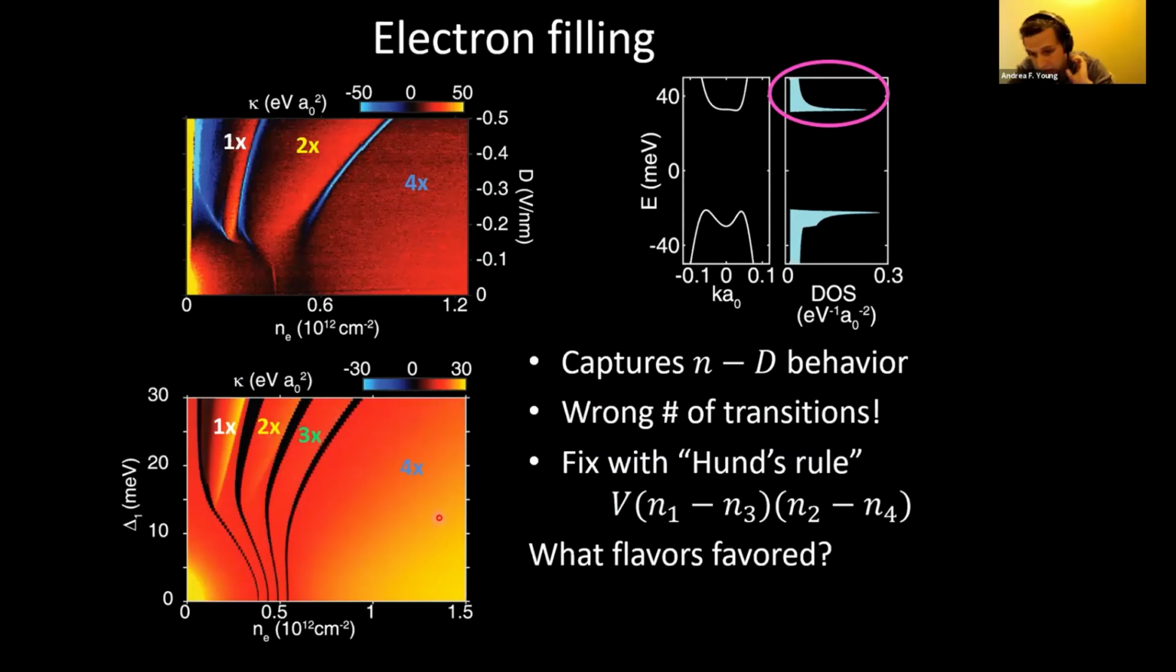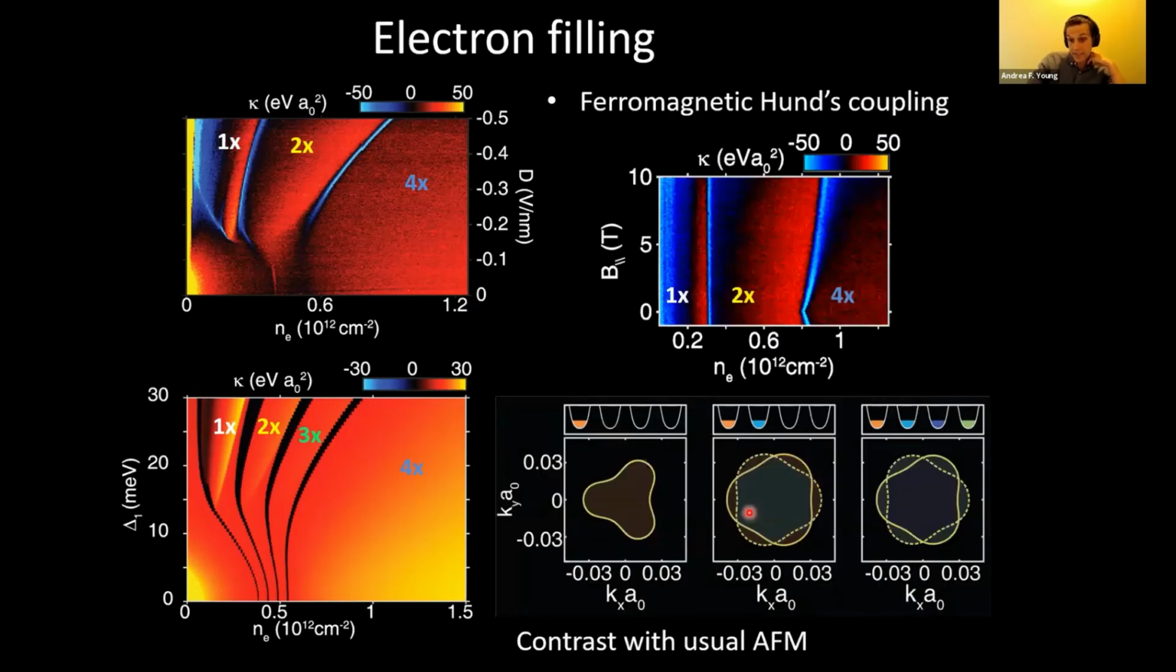You can fix this with a kind of Hund's rule type interaction. Generally, you can just choose any 2 flavors and say it's energetically favorable to fill 2, but not energetically favorable to fill an odd number. But actually resolving which flavors are favored theoretically is not so easy. It's easier to do that experimentally.